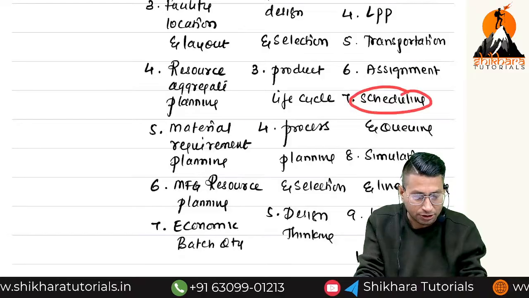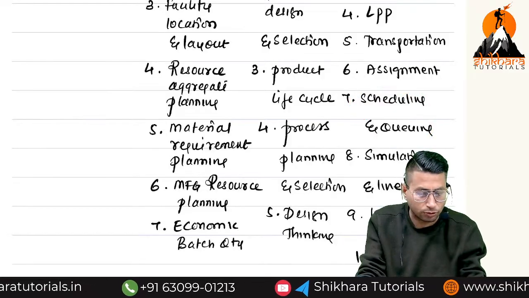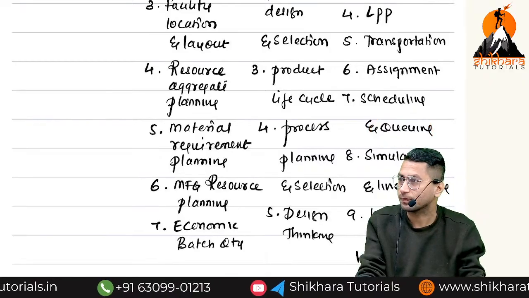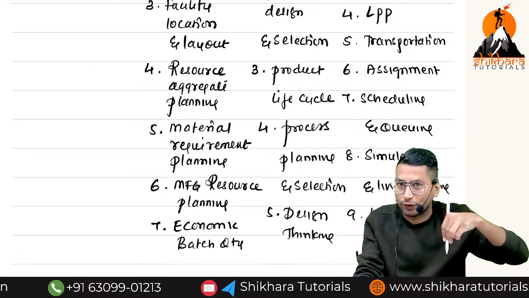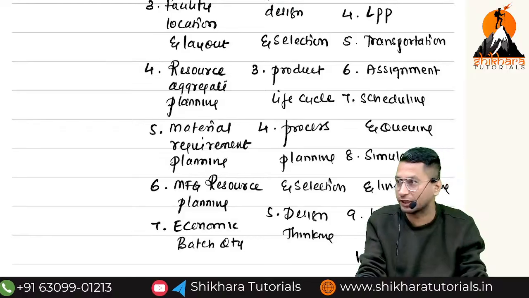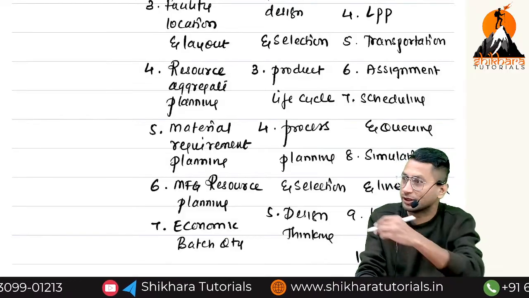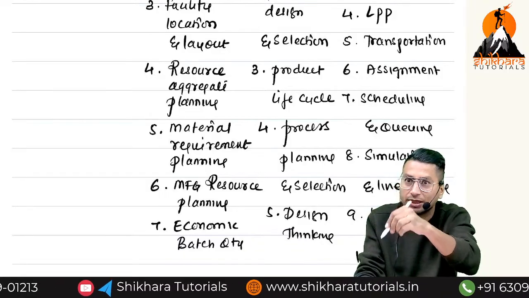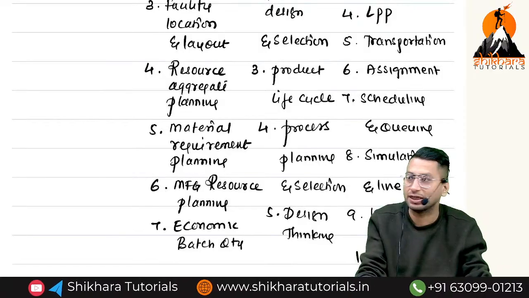Then we have what? Scheduling and queuing. Now queuing means, like when you go to DMart, is the length of a line very big or very small? Very big. Especially on weekends when you go to DMart, buying a product takes very less time. But standing in line to get a bill done is very difficult. Why? Because the length of a line is very high.